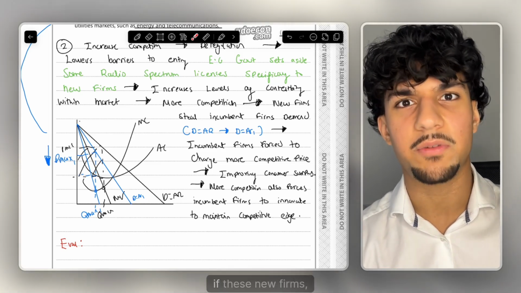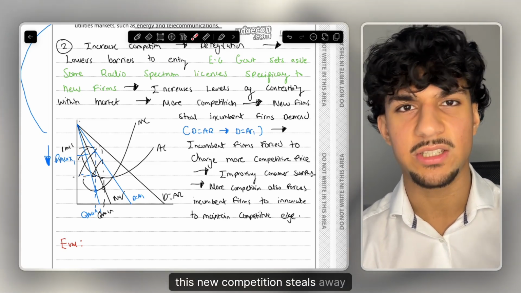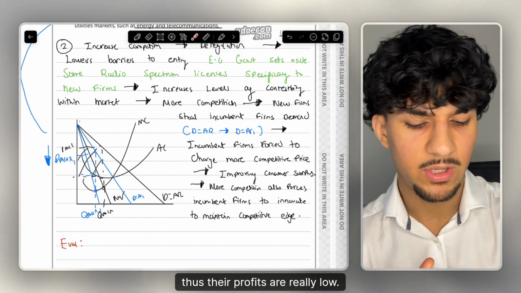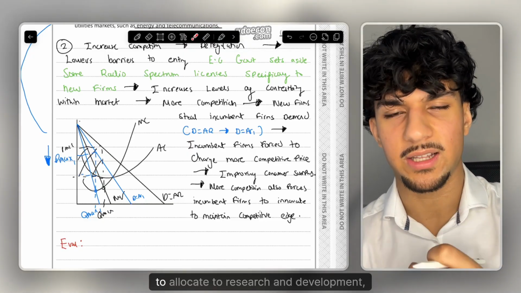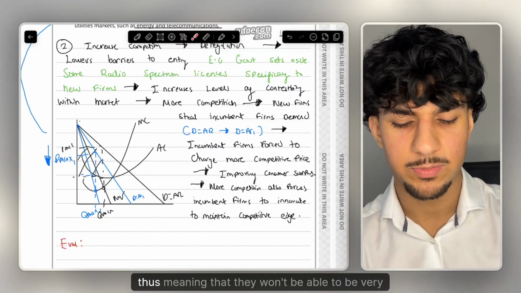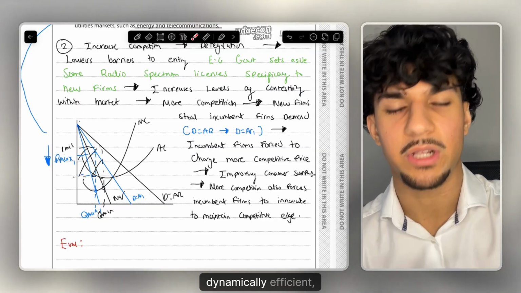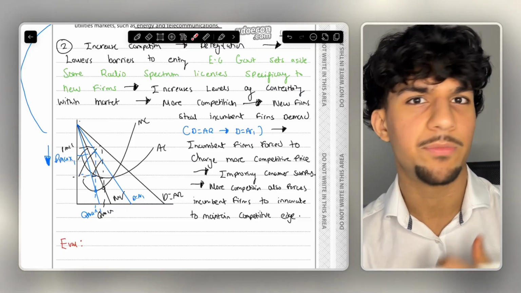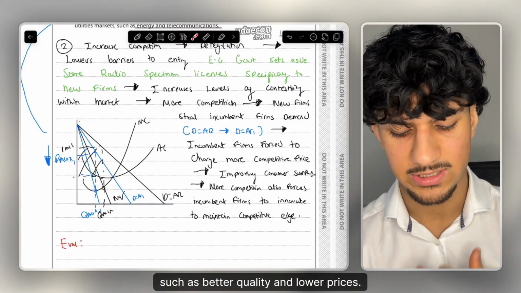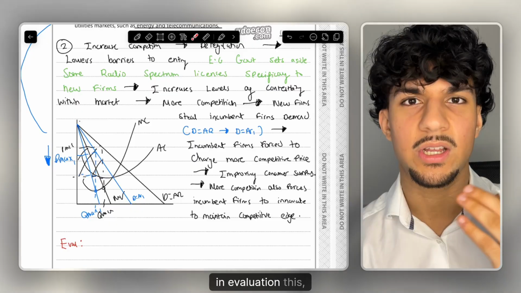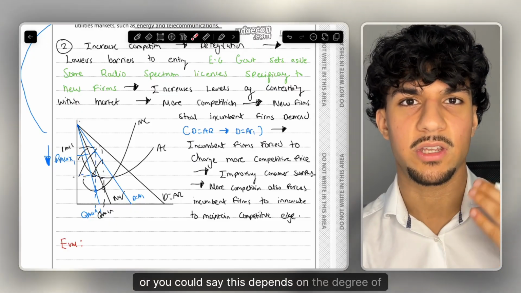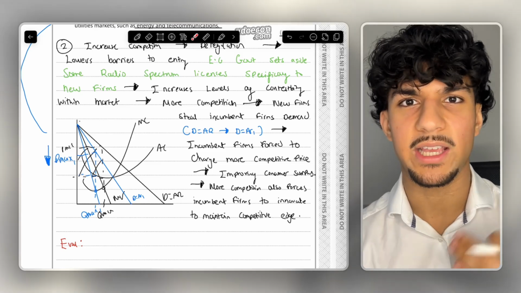As, for example, if this new competition steals away most of these firms' demand, thus their profits are really low, it will therefore mean they don't have much money to allocate to research and development, meaning that they won't be able to be very dynamically efficient, thus reducing the long-run benefits for consumers, such as better quality and lower prices. You could even say this depends on the degree of competition, or on the degree of dynamic efficiency by incumbent firms.